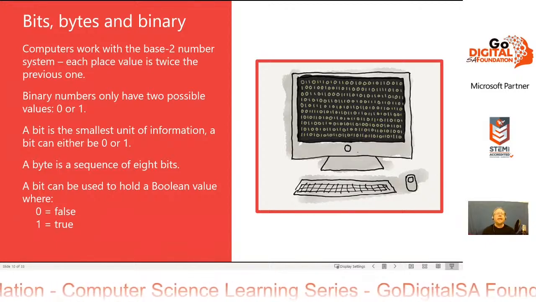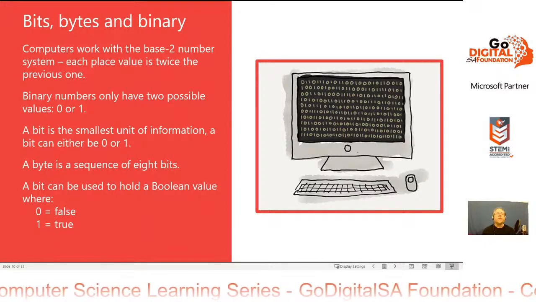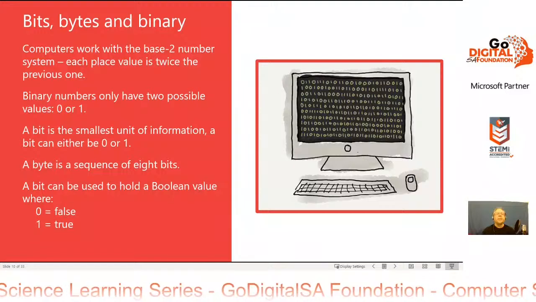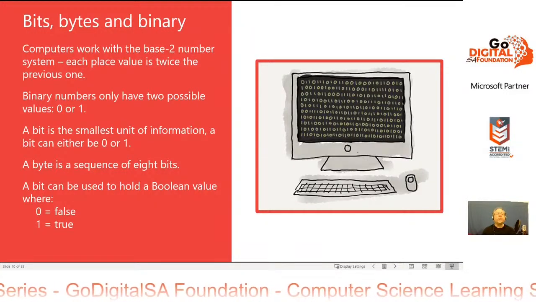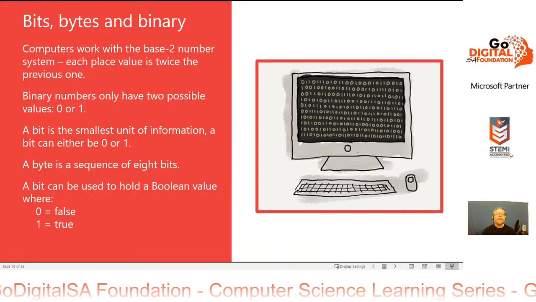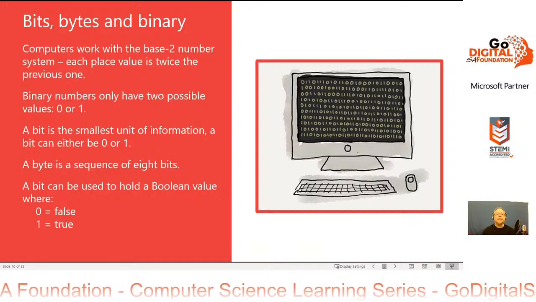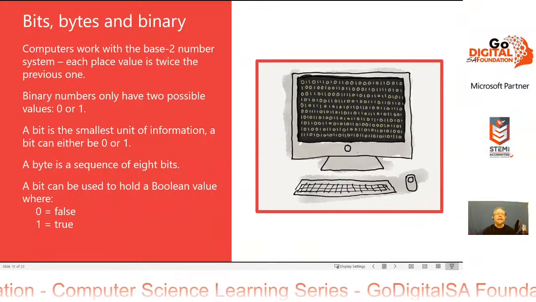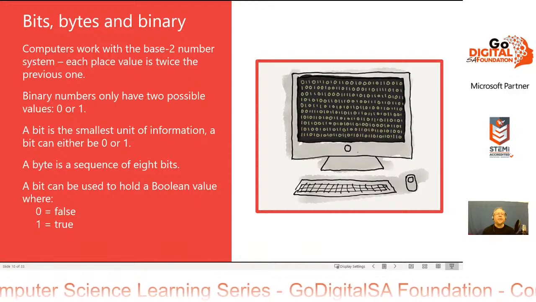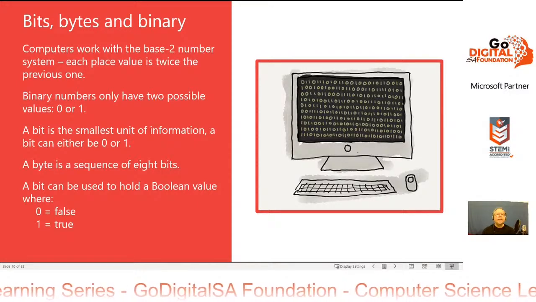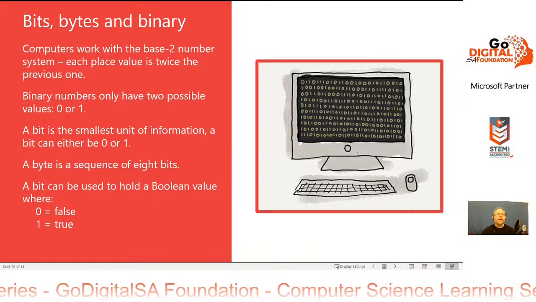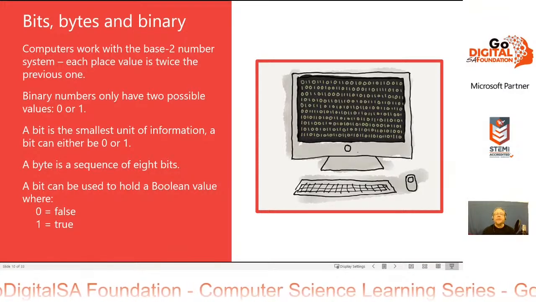Bits, bytes, and binary. Computers work with the base 2 number system. Each place value is twice the previous one. Binary numbers only have two possible values, 0 or 1. A bit is the smallest unit of information. A bit can be either 0 or 1. A byte is a sequence of 8 bits. A bit can be used to hold a Boolean value where 0 is false and 1 is true.